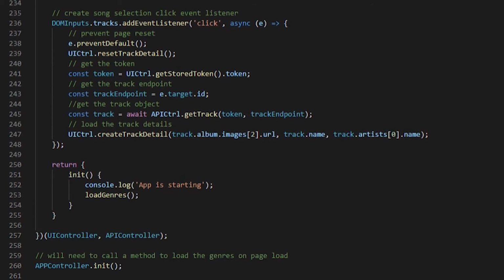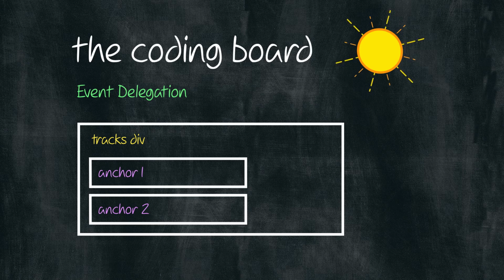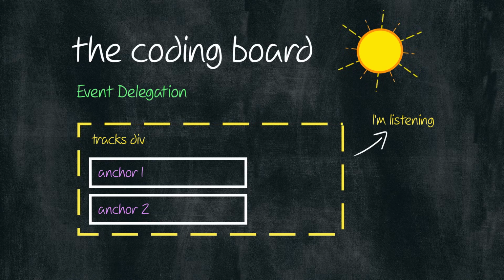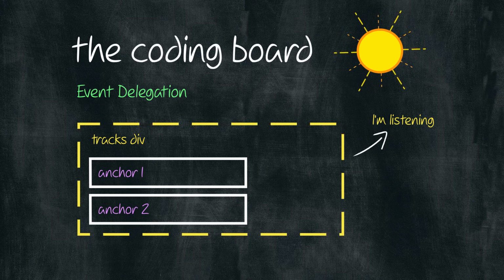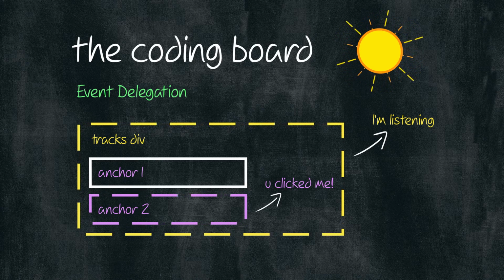If you recall, each track will be represented by an anchor tag inside of the tracks div. While the user will click on the anchor tag to select the track, we don't want to add an event listener to each anchor. To handle that, we use a JavaScript technique called event delegation. Event delegation is a technique that allows us to delegate a parent element as the listener for all the events that happen inside of it. So we attach the event to the parent tracks div that encapsulates all the anchor tags. When we click on the anchor element, we are also clicking on the tracks div. In turn, we trigger the event listener on that div.